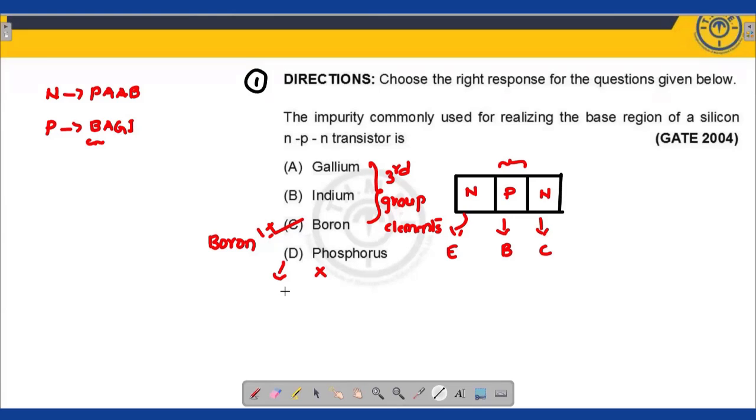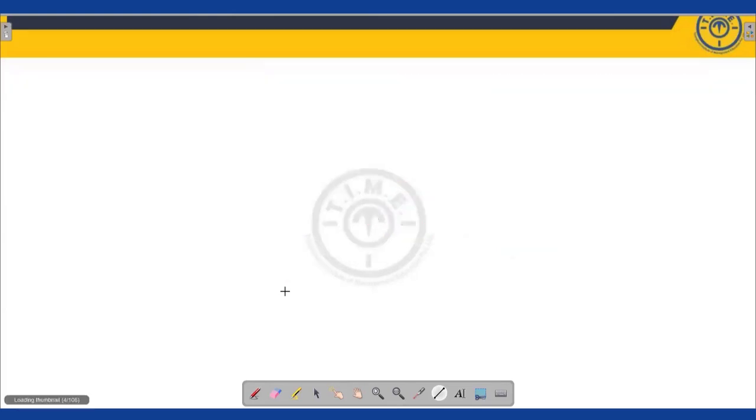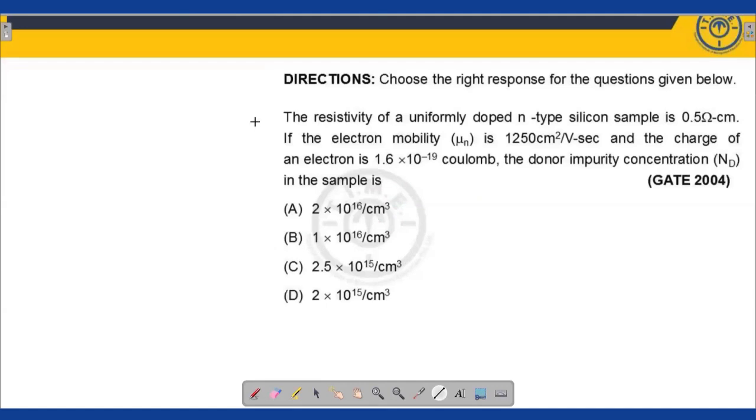What is the second question? See here, the second question, very important, my dear friends. In this particular question, I'm going to explain how things take place. This was also asked in the GATE 2004 paper, which is a very important question. So, what is the answer over here?